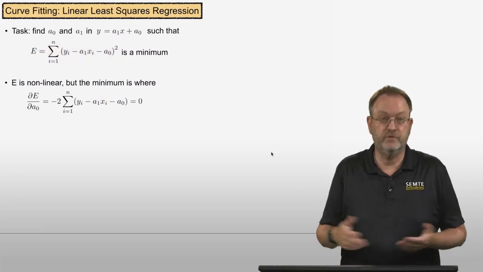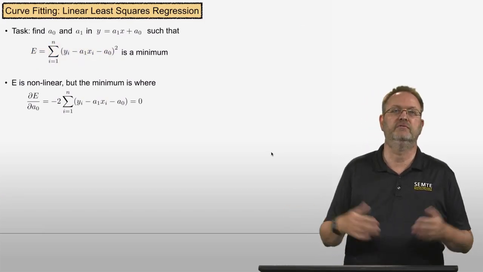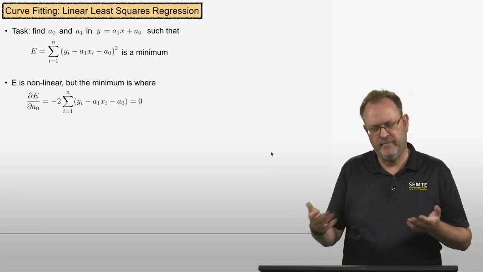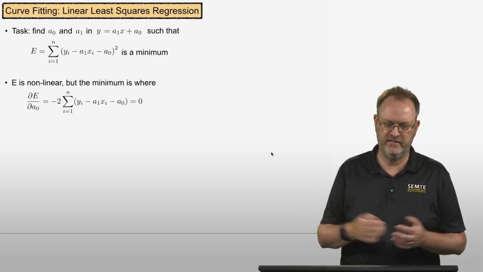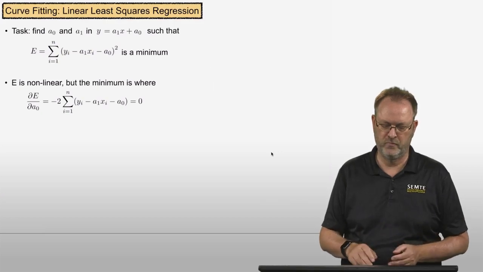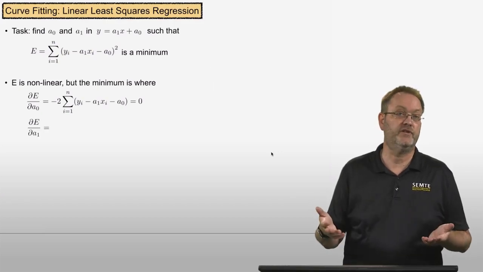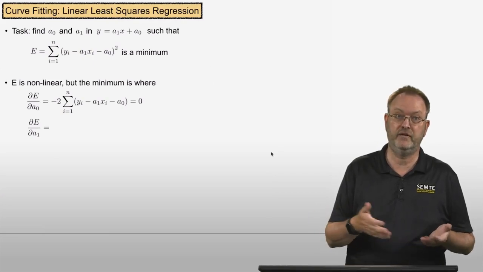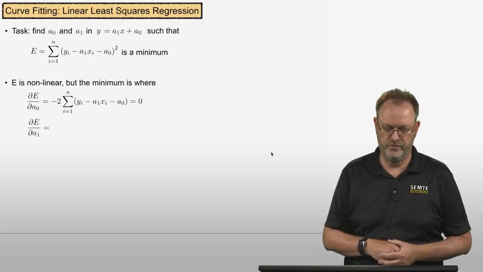And that has to be equal to 0, right? We set that derivative equal to 0. That's where an extremum would be, either a maximum or a minimum. And in our case, it will fortunately be a minimum. And then the second condition is that the partial derivative of the error with respect to the second variable, a1, has to be equal to 0 as well.